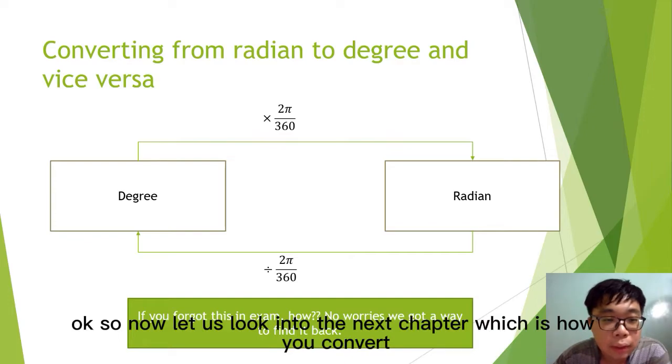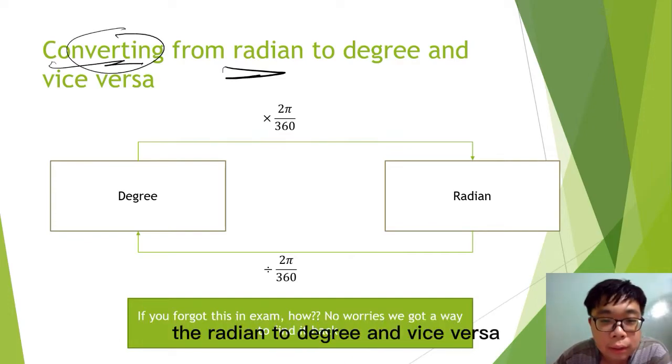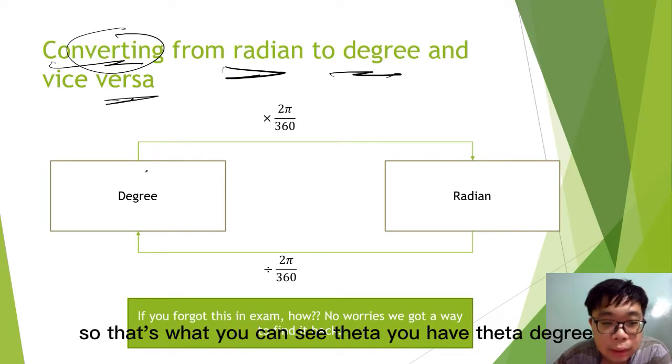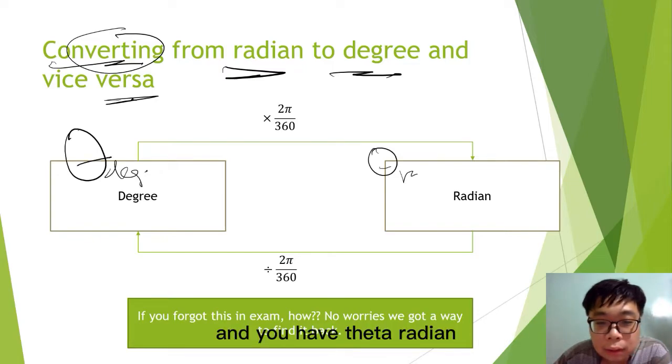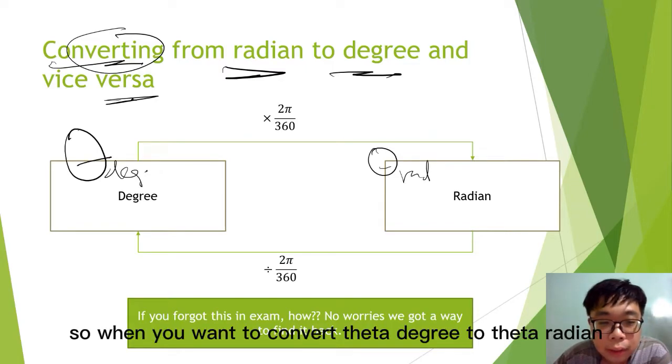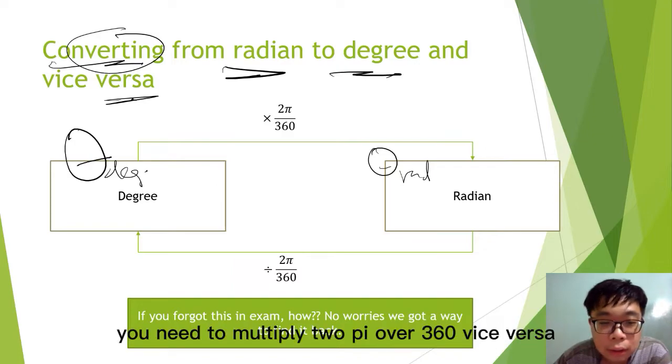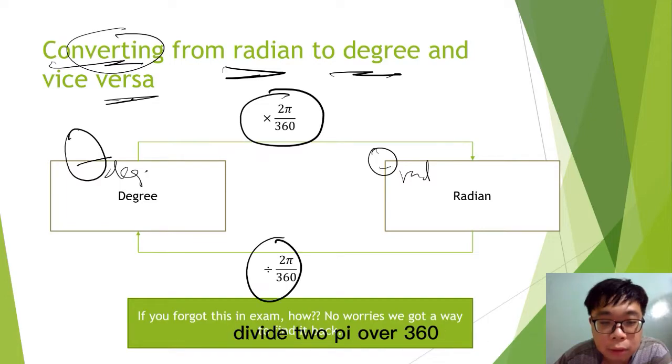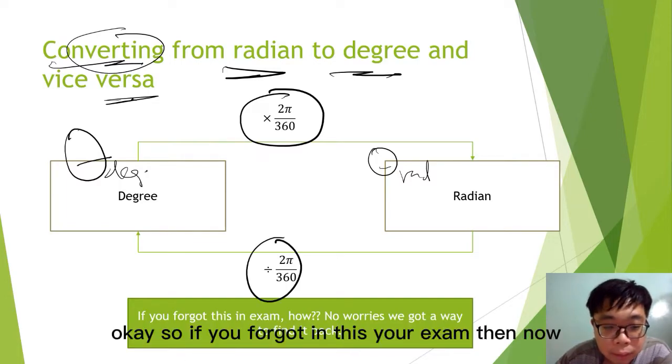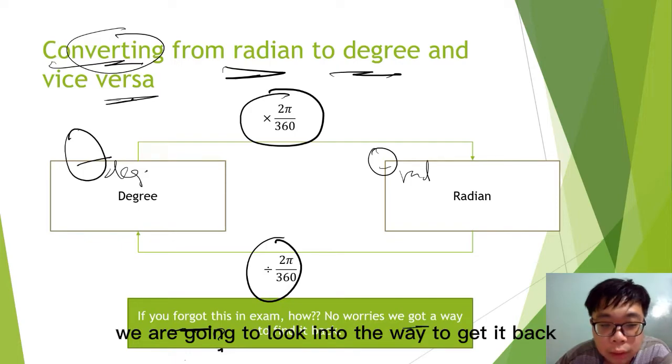Okay, so now let us look into the next chapter, which is how you convert radian to degree and vice versa. As you can see, you have theta degree and theta radian. When you want to convert theta degree to theta radian, you multiply by 2 pi over 360, and vice versa, divide by 2 pi over 360. If you forget in the exam, we are going to look at the way to get it back.